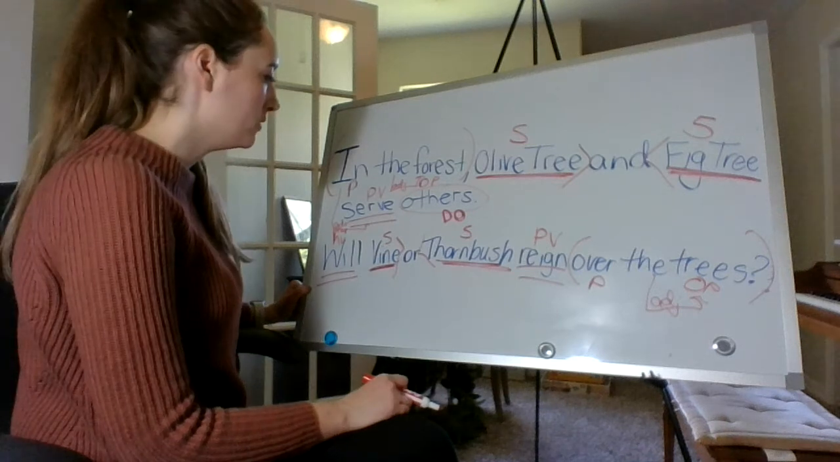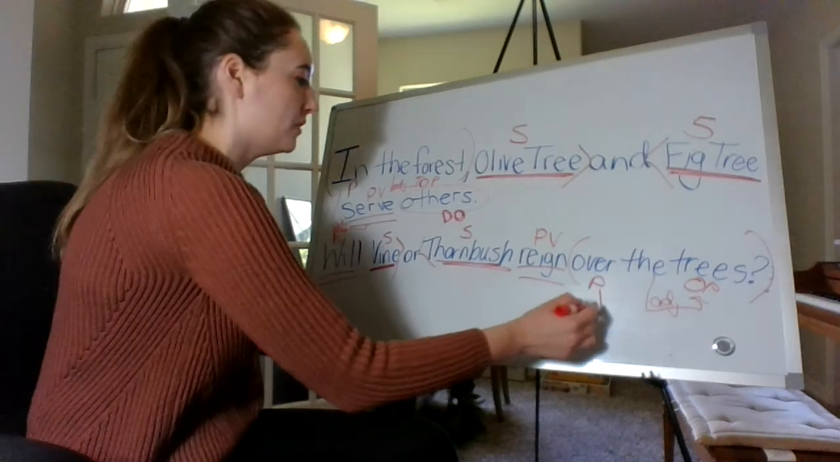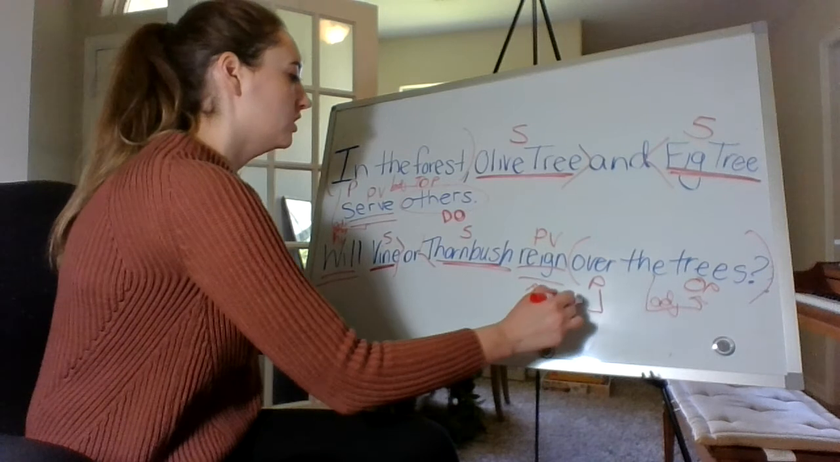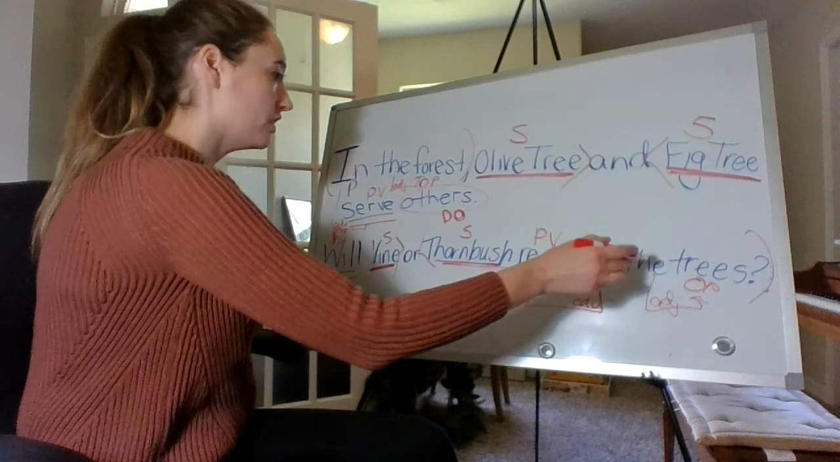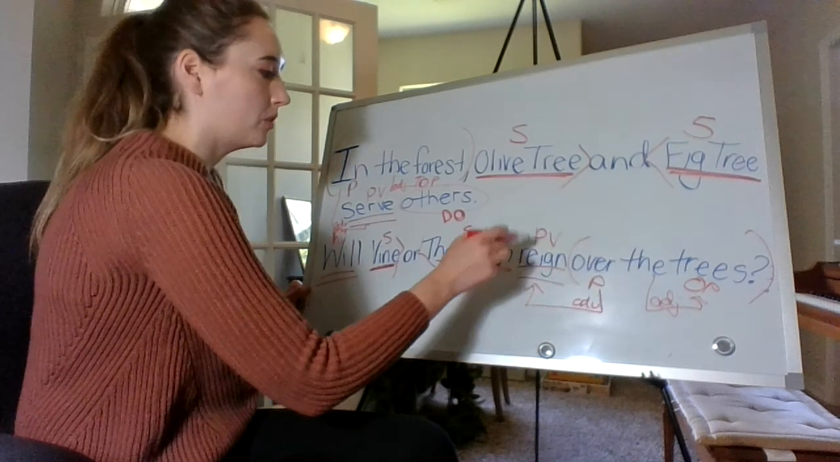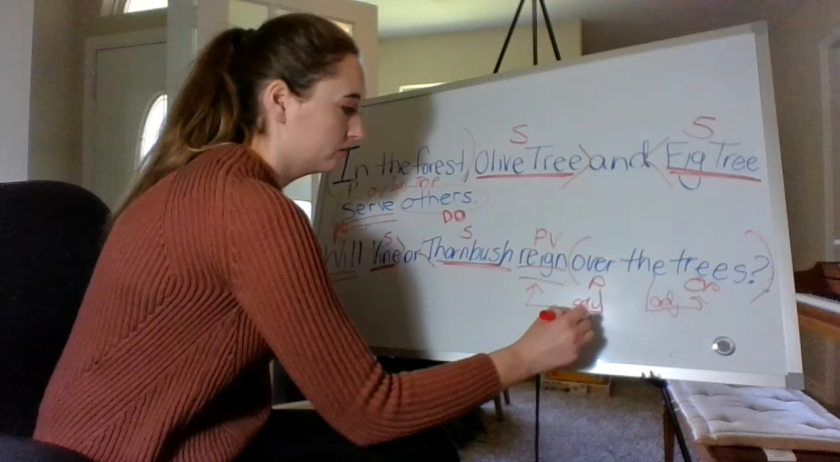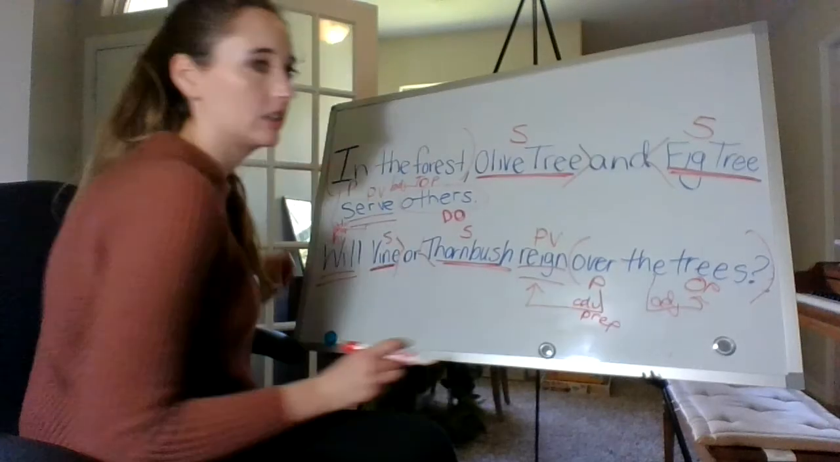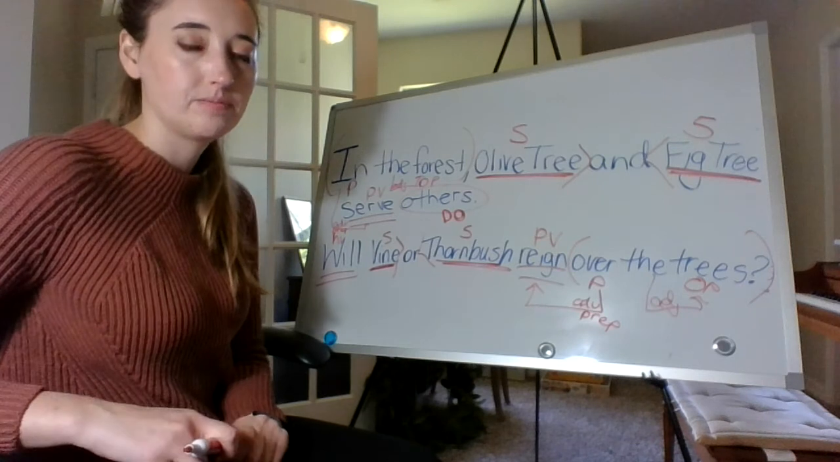Okay, we're done with all of our words in this sentence, but we also want to draw an arrow to show that over the trees is showing where they reign. It's an adverbial prepositional phrase.